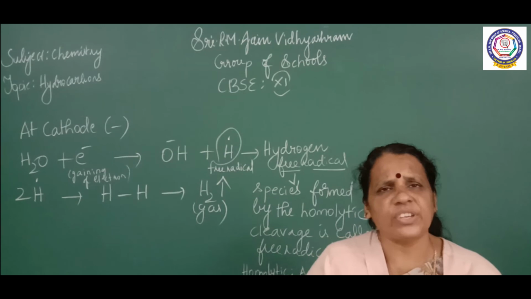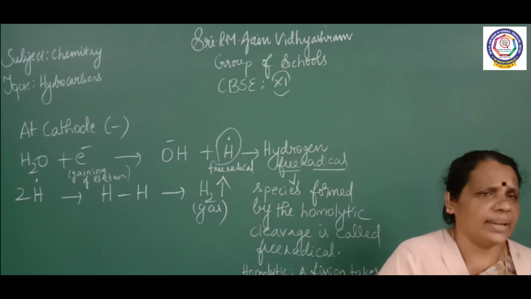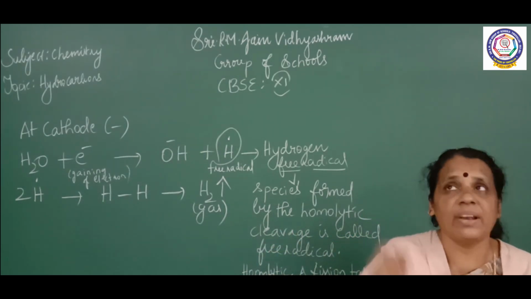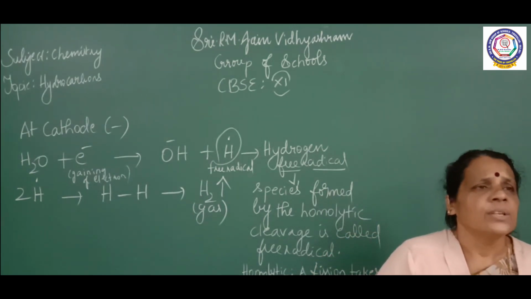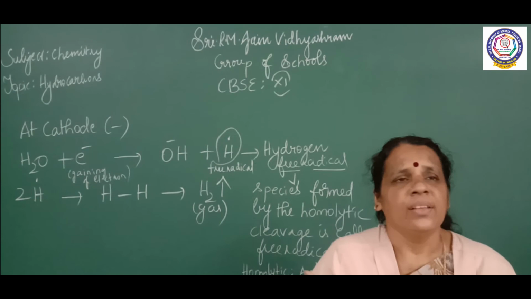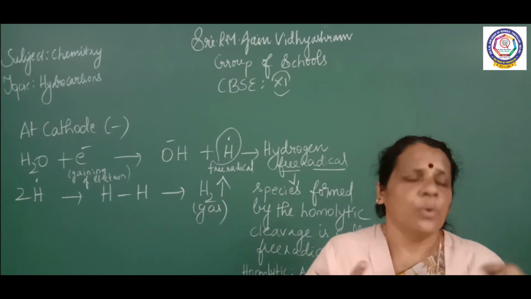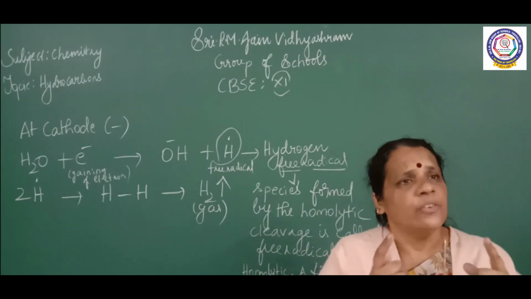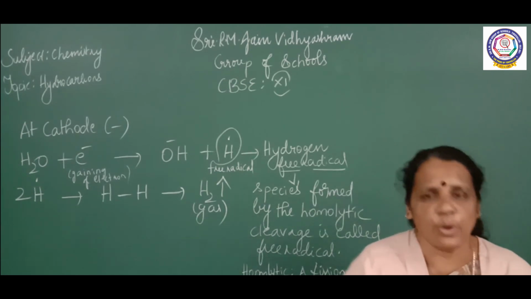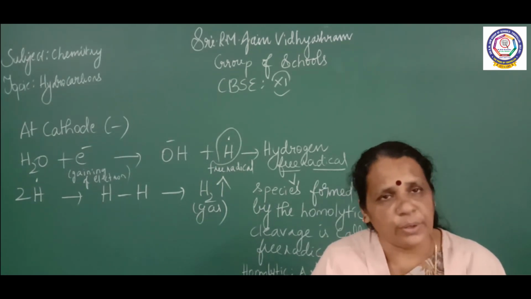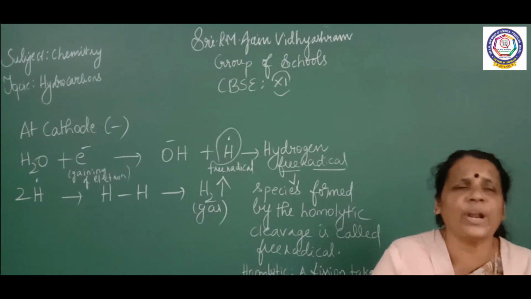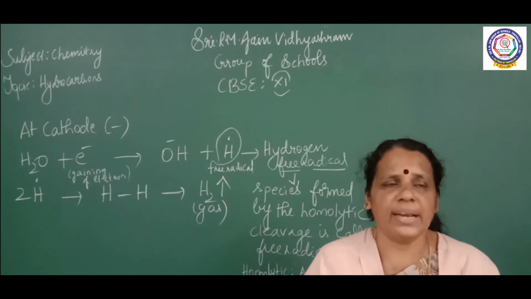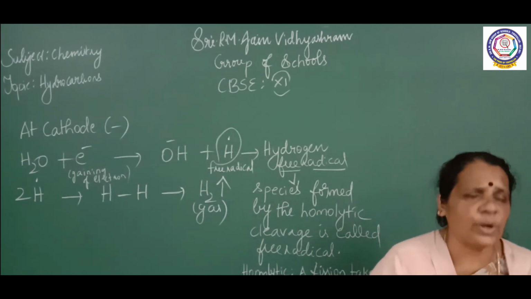Based on homolytic fission, what is the species formed? We are getting free radical. Each species will have an electron, as they share the electron equally. So we call such species free radical species, which is usually obtained by homolytic fission. We are going to see homolytic and heterolytic fission in the first lesson, basic concepts, so you will get more idea about homolytic fission and heterolytic fission.